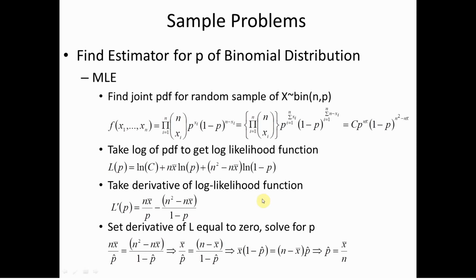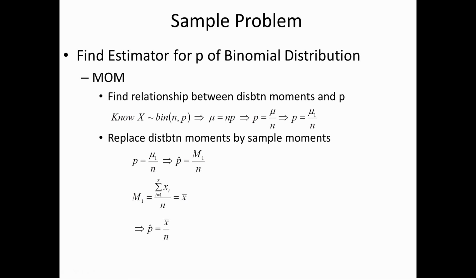Okay, what about the method of moments estimator? Well, it's much easier actually. Remember, first we find the relationship between our parameter and the distribution moments. Well, we know that if x is binomial, mu is equal to np, and mu is the first moment, right? So I'm going to solve for p. p is equal to mu over n, and of course mu is the first distribution moment.